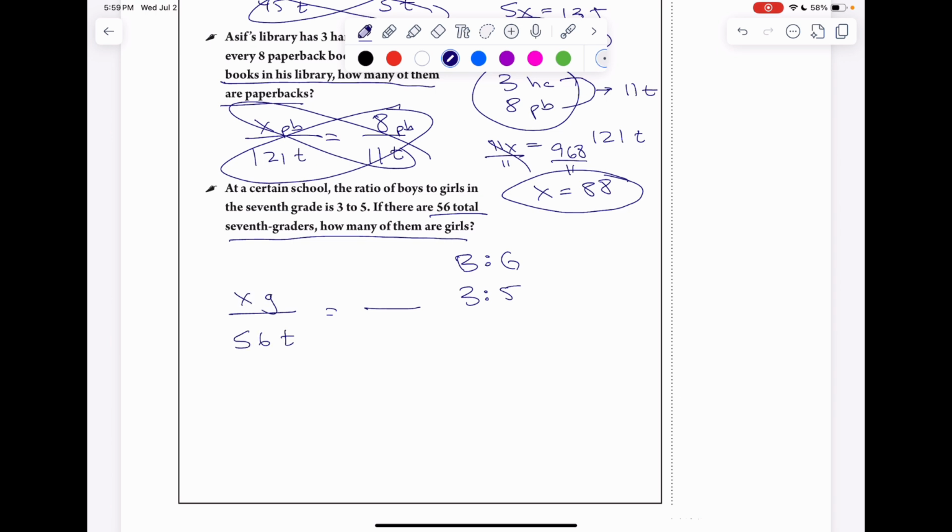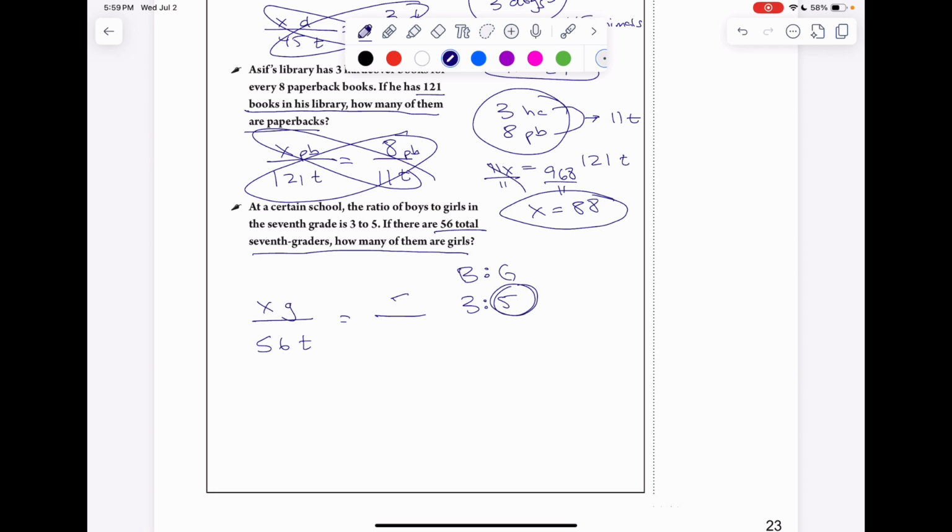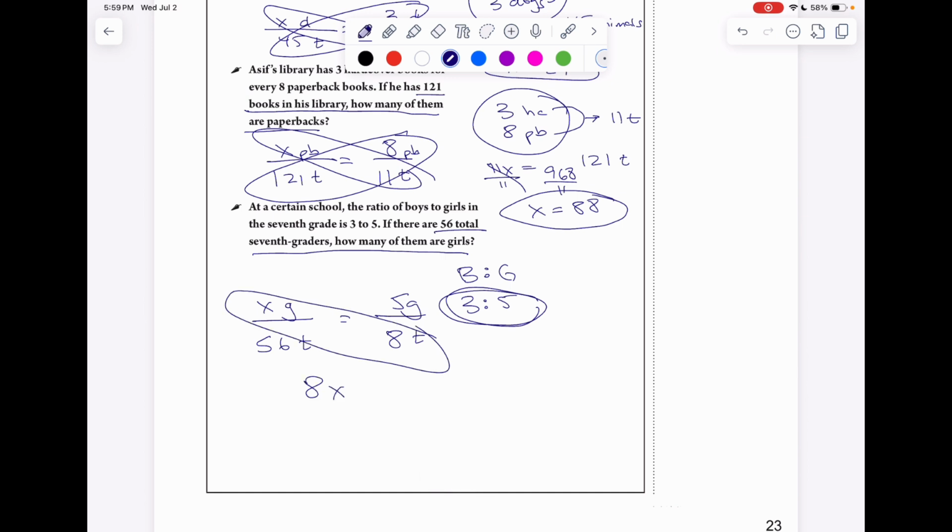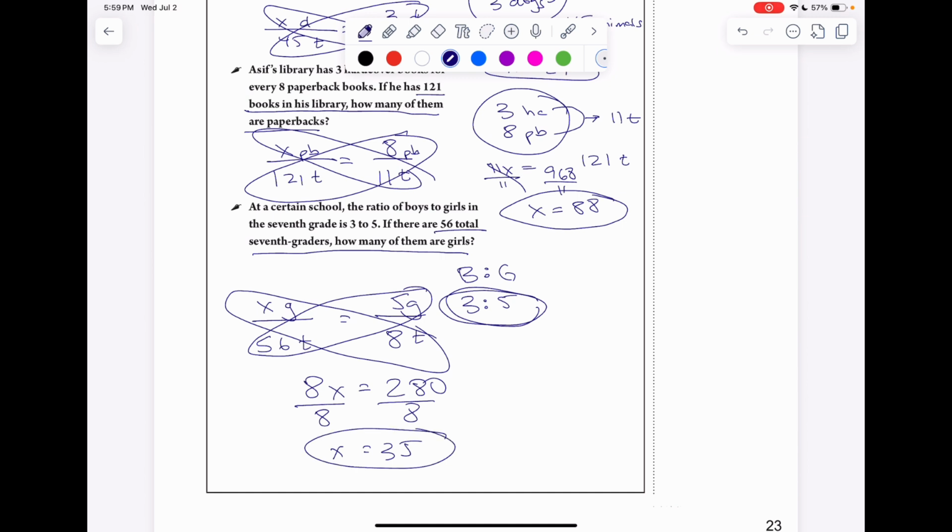Let's go to our ratio. How many girls? We have 5 girls. And 7th graders, we have total here. How many total do we have? Well, 5 girls come along with 3 boys. There will be 8 total. 5 plus 3 is 8. And let's cross multiply. 8 times x is 8x. 5 times 56 is 280. If we divide both sides by 8, we'll get 35. There are 35 girls.